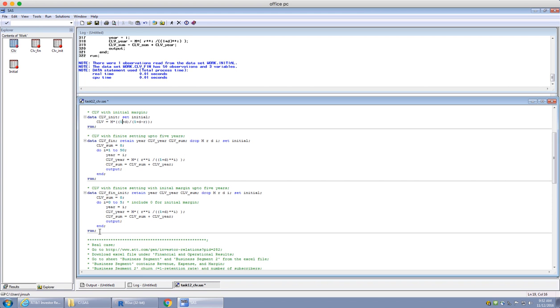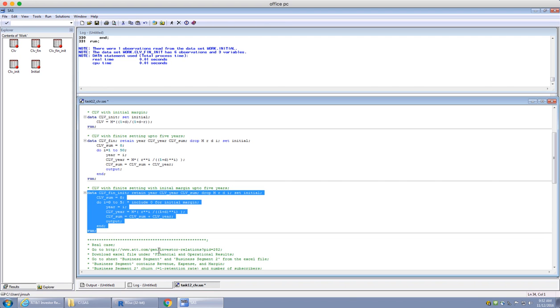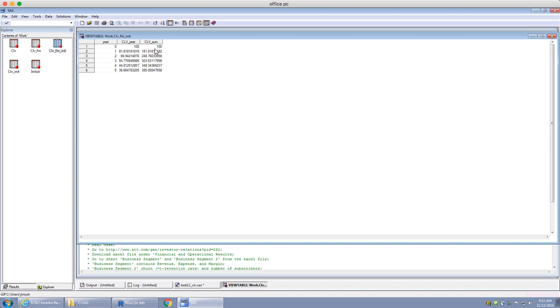So if I were to run this, let's see what happens. Now, it has run successfully, and I call it CLV finite init, and this is the initial margin of 100. You probably notice that it is just adding 100 to year 1 of the case that we had for the CLV finite case. It was originally 82, now I have 182. And all the way to the 5th year, if you remember, we had 285, and now we have 385.